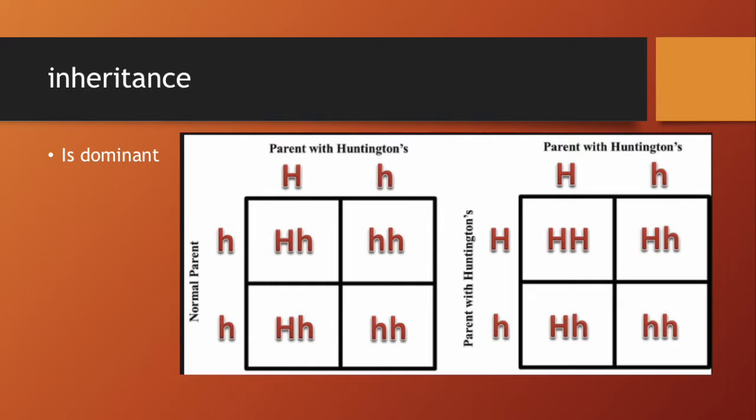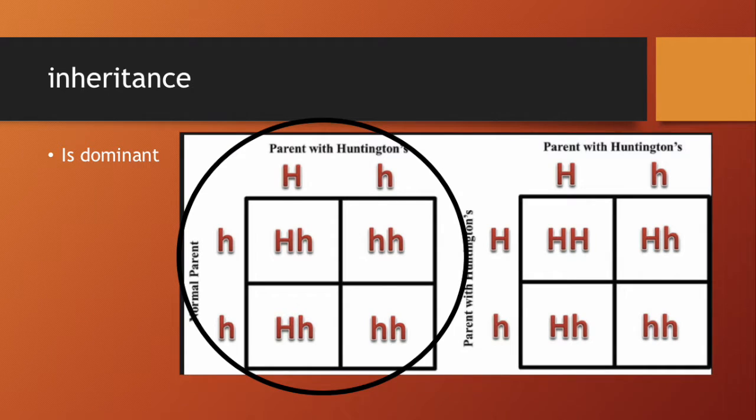Huntington's is a dominant inheritance pattern. In the Punnett square, the big H represents the disease. As you can see in this example, if a heterozygous parent and a homozygous parent come together, there's a 50% chance of their children having the disorder. The other 50% is the child being healthy.